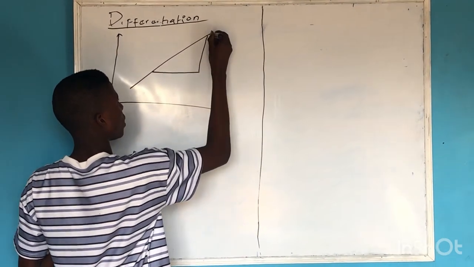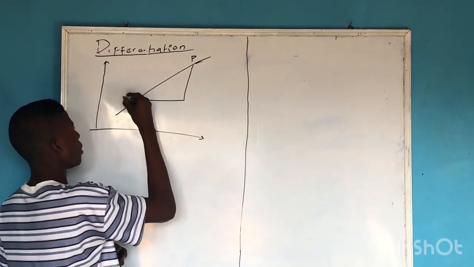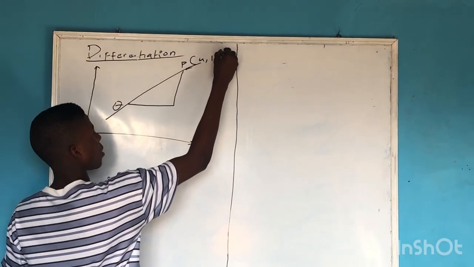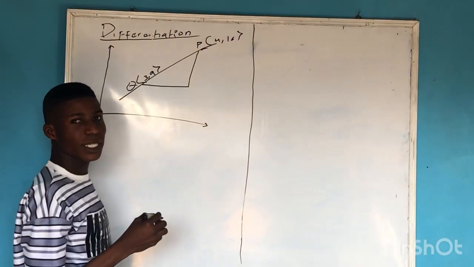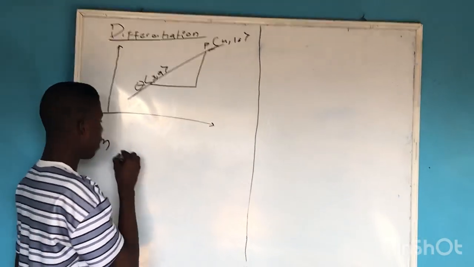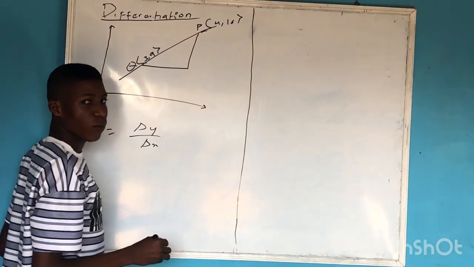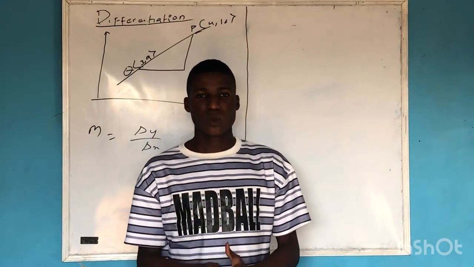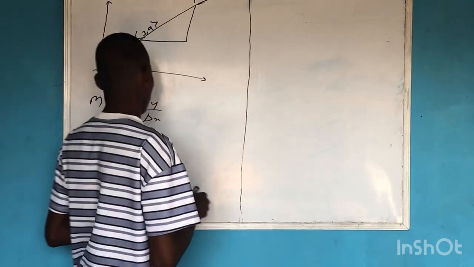let's say this place is point P, and this place is point Q. Then we have our 4 and 16, and 3 and 9. The gradient, which is represented as n, is the increase in y over increase in x. The increase in y means y2 minus y1, and the increase in x is x2 minus x1.